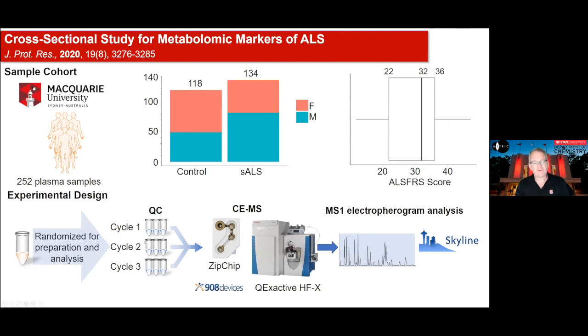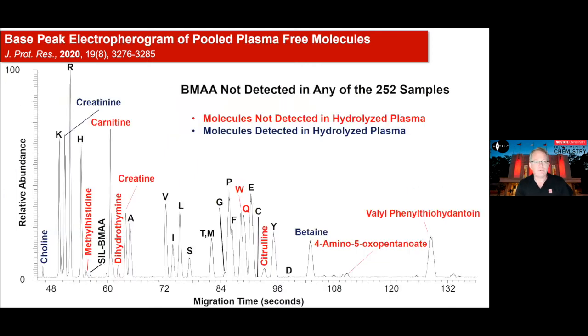We carried them through a very stringent QC process with positive and negative controls and everything. The data looked fantastic. We did it on the zip chip with a Q-exactive HFX, so RAM mass spectrometry, and of course we use Skyline to do all of our quantitative processing that comes out of the McCoss laboratory in Washington. We got beautiful spectra. We see all kinds of metabolites in these samples, but BMAA wasn't detected in a single one of those samples.